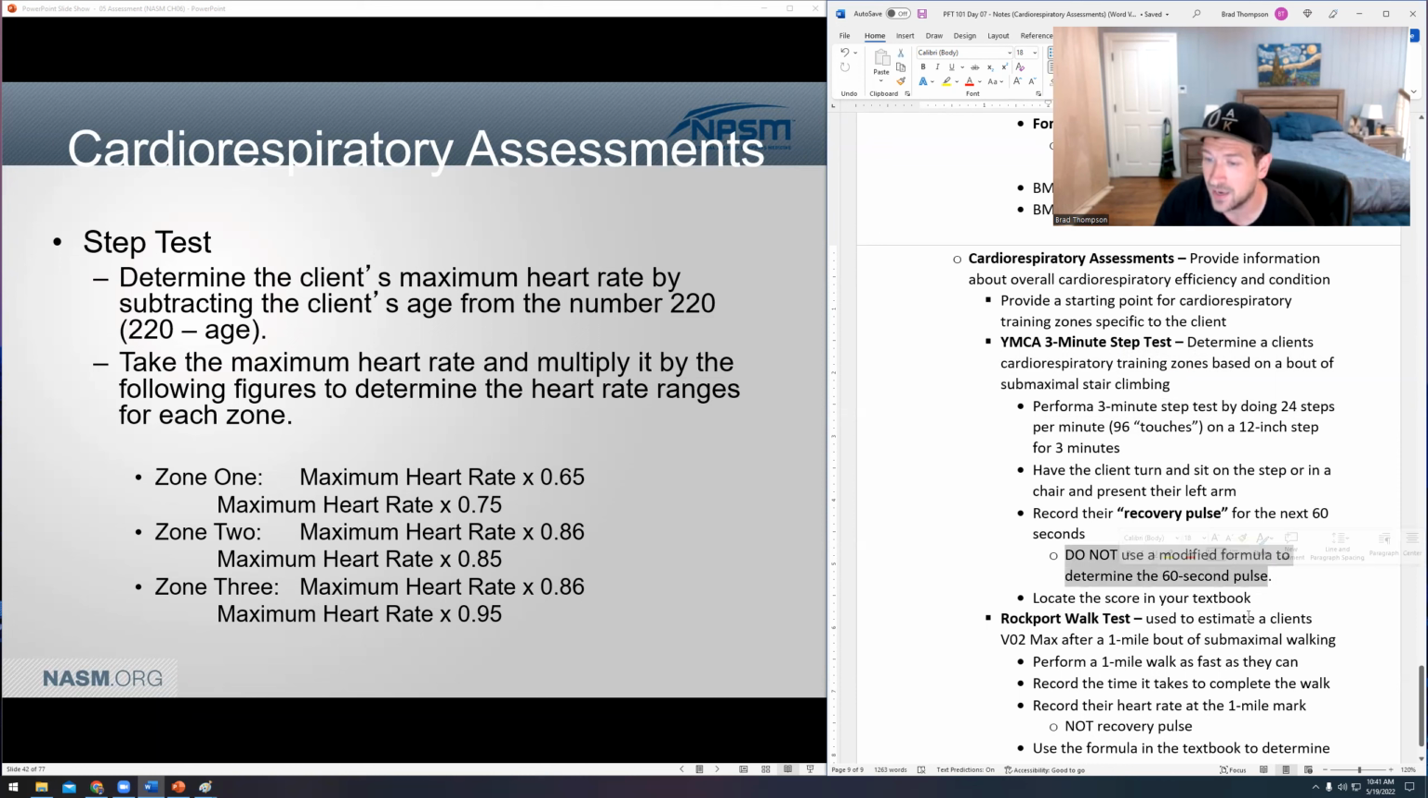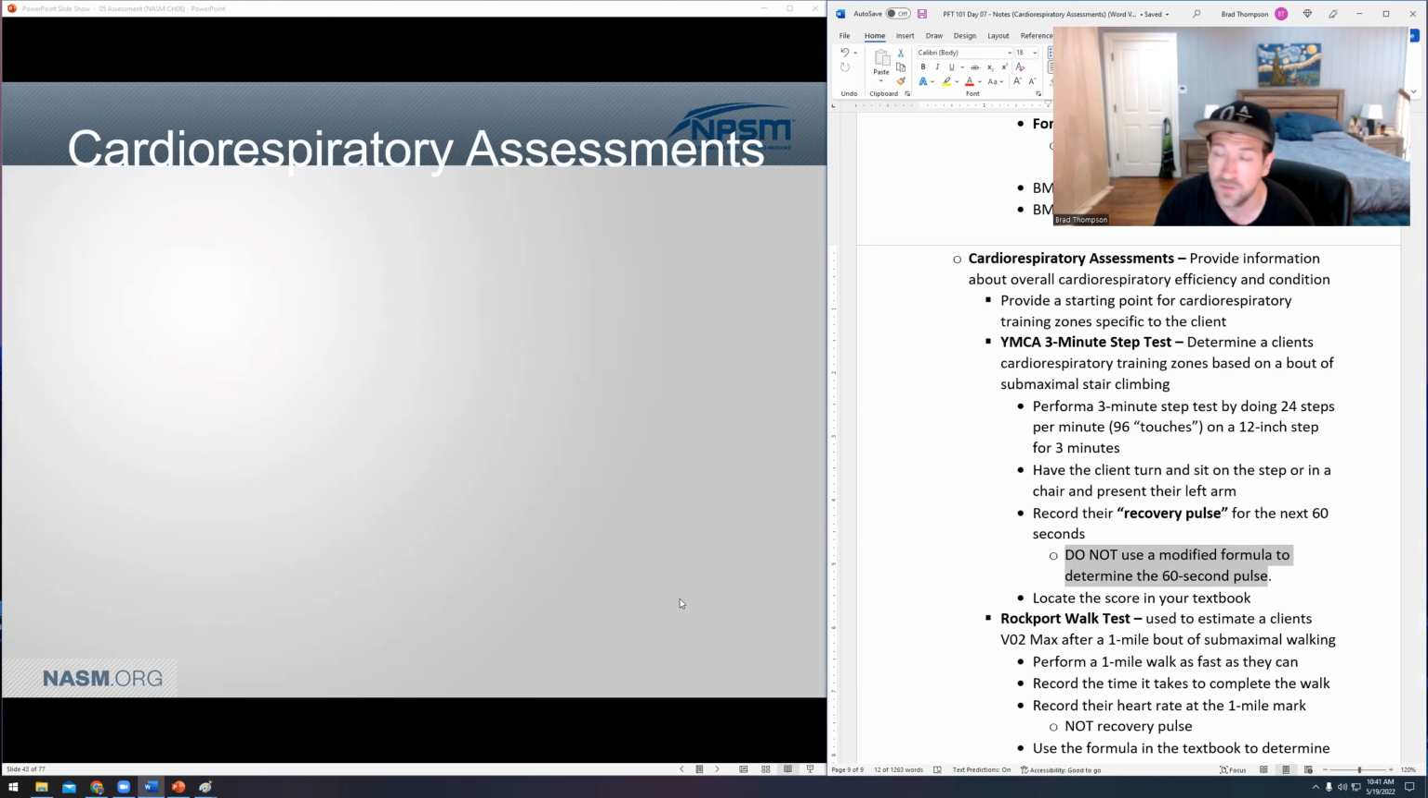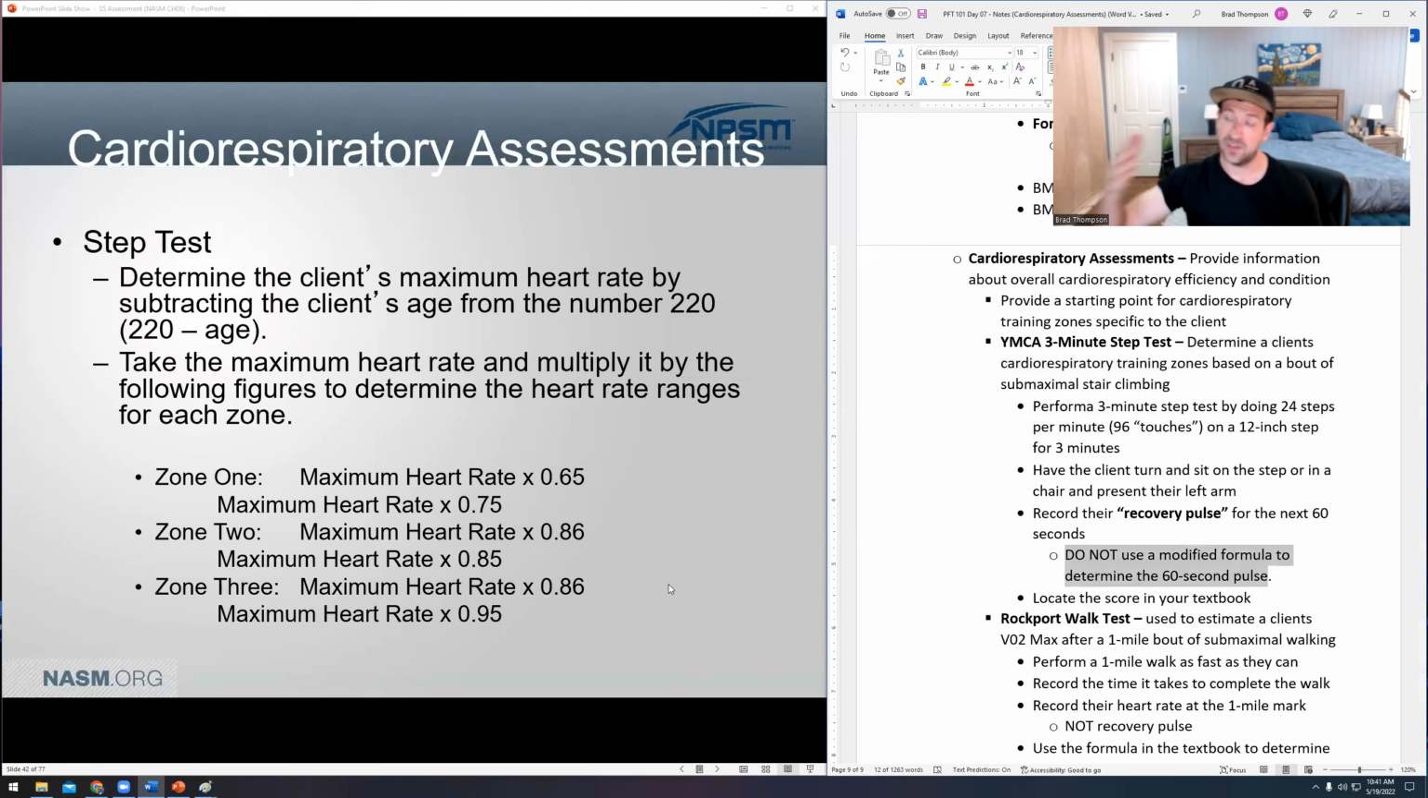Do not use a modified formula. If you do 15 seconds times 4, you're not calculating what their heart rate is at the end of the 60 seconds. You're only counting it for that first 15 seconds, right? So their heart rate's going to go like this.